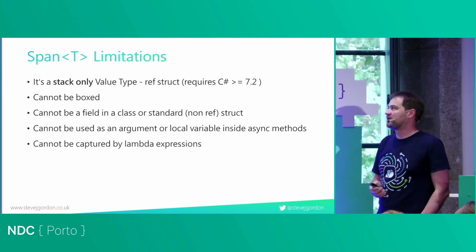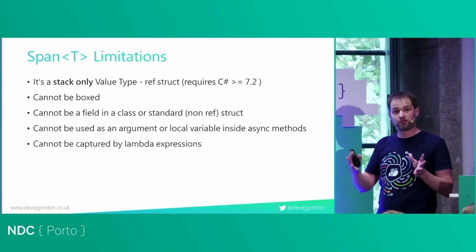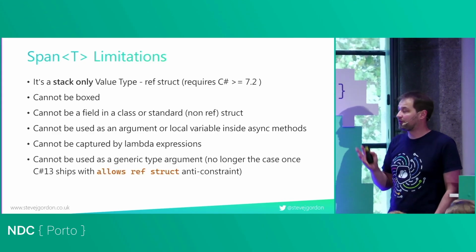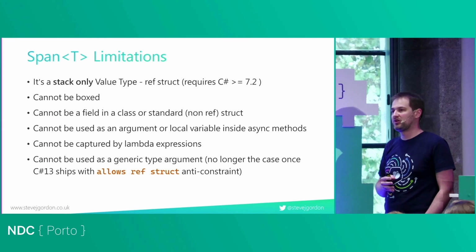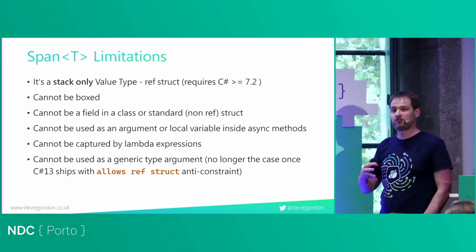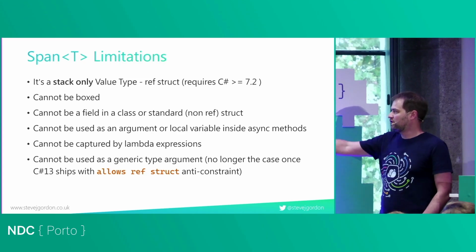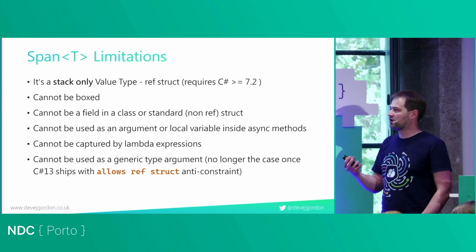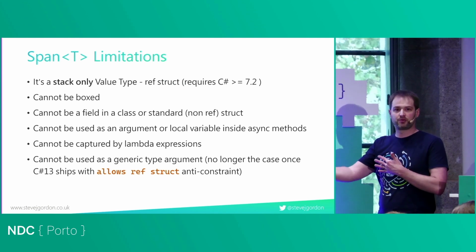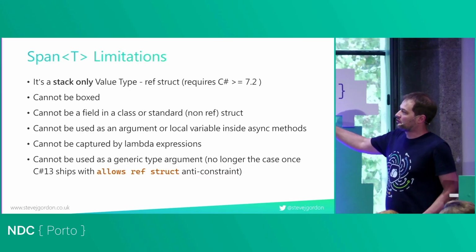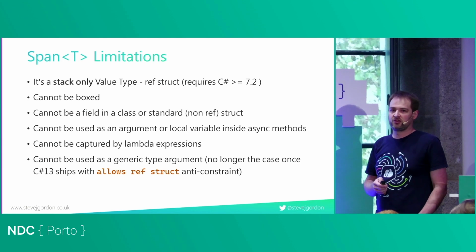For a very similar reason, it can't be captured by lambda expressions because of the closure that would be created around those. And up until this version of .NET that's coming in November, it couldn't be used as a generic type argument. That limitation is being removed because we're getting this new combination of keywords as a where constraint on generics, where we can say we do allow a ref struct, as long as we know that our method is never going to let that escape the safe context of being within the same stack frame. And so in C# 13, you can start to use it in certain new environments.